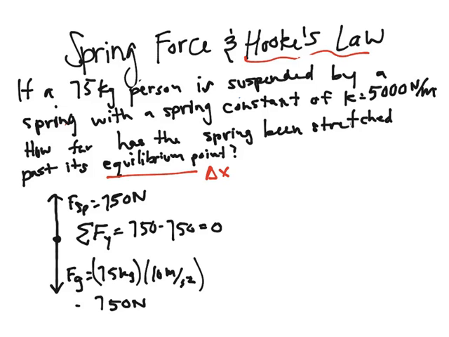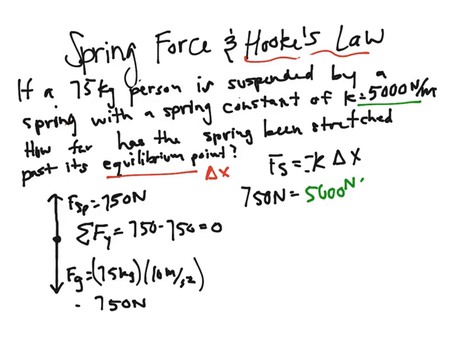So to do this, set up your problem. We know the spring constant, it's right here. So now we just need to plug into the force of our spring is equal to the negative of the spring constant times the delta x. We know most of these things because we know the force must be 750 newtons. We know the spring constant is 5,000 newtons per meter. And we are trying to solve for delta x.